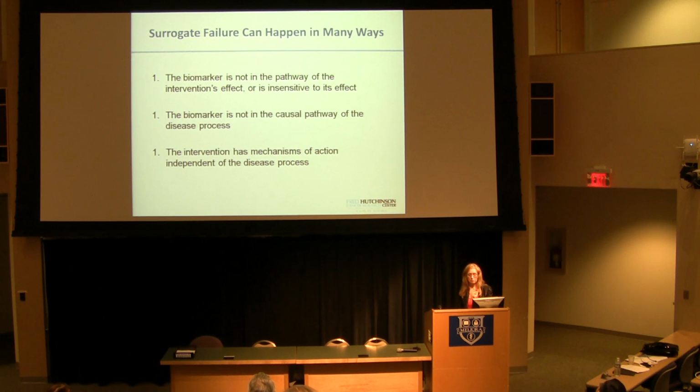The biomarker, or whatever you're looking at, an antibody, is not in the pathway of the intervention effect. That is, the antibody and the vaccine might have completely different pathways, and so it's insensitive to the effects of the vaccine. The biomarker is not in the causal pathway of the disease process. It may correlate, but it's not really a surrogate. And the intervention has mechanisms of action independent of the disease process. That is, the vaccine might do something that is not really relevant to the disease process.